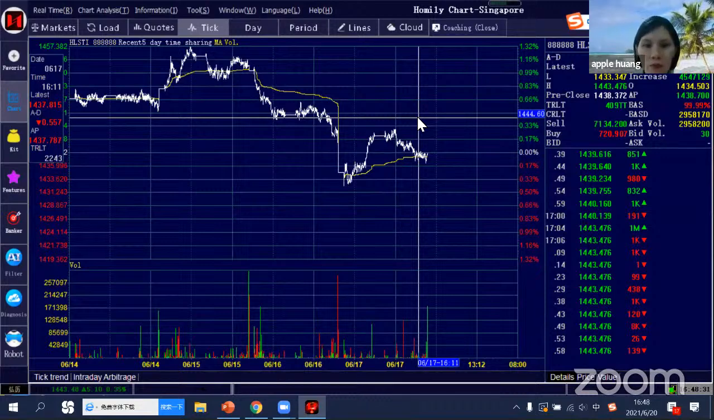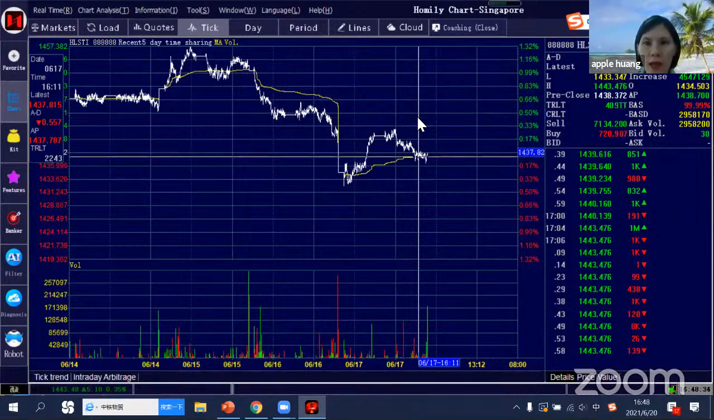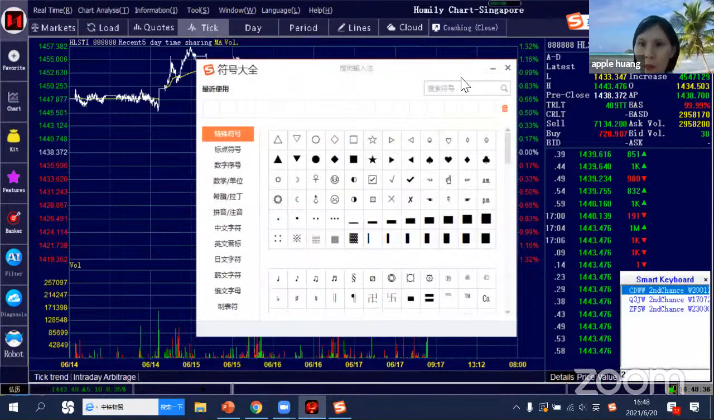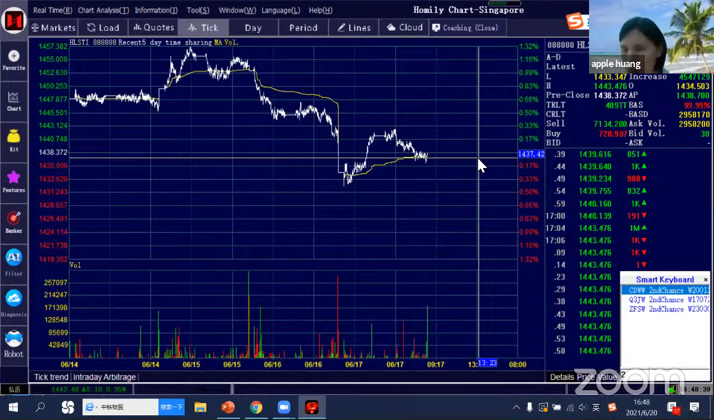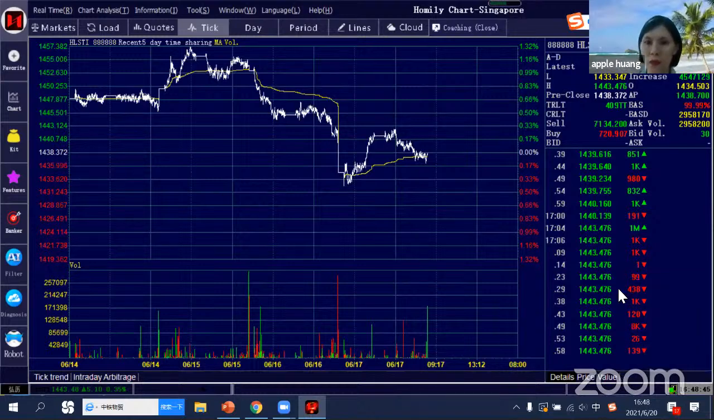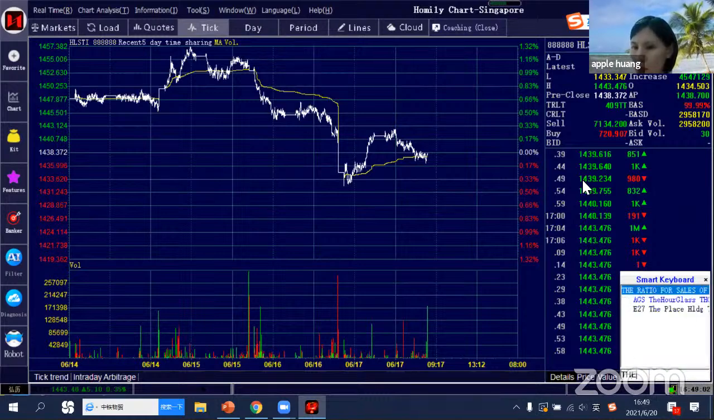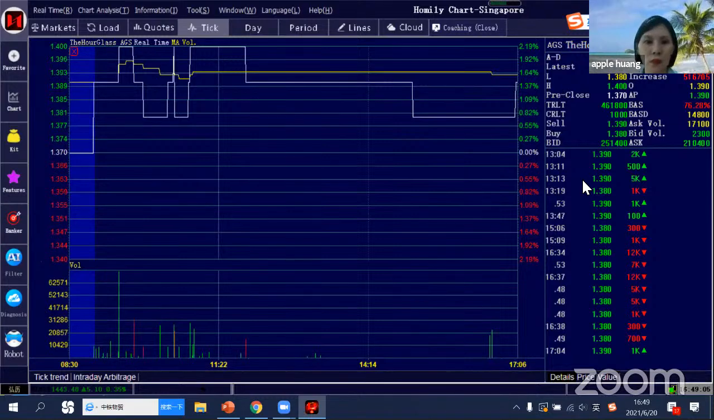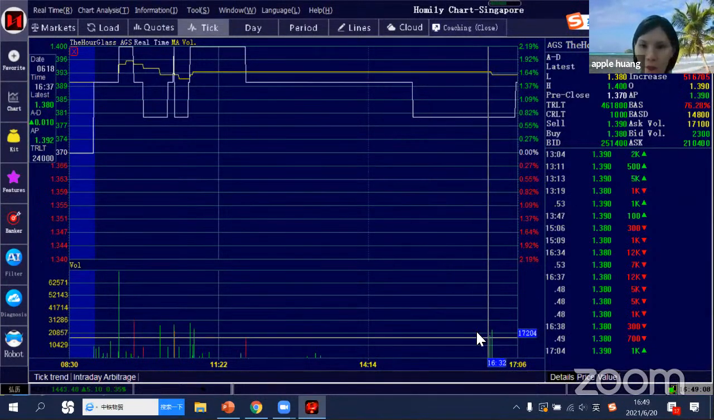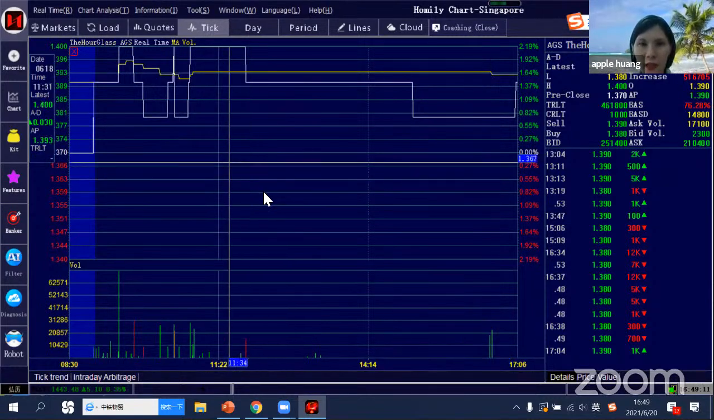For example, now let's look at any stock, for example, the hourglass. Okay, so this is the tick chart. It's only one trading day, the last trading day.